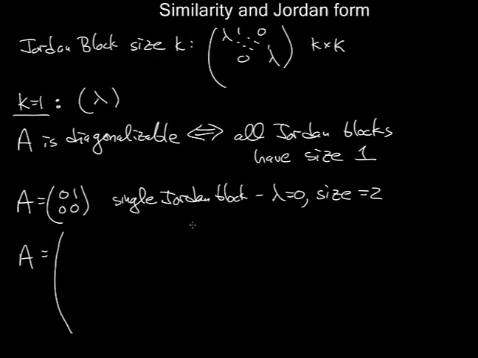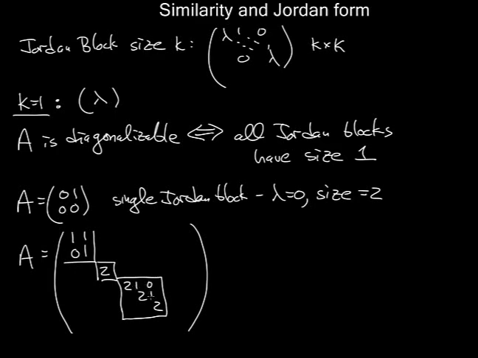Here's another example. Take this matrix. So this is a matrix which has 4 Jordan blocks of size 2, 1, 3, and 1 respectively. And that's a typical case. You have a bunch of blocks down the diagonal of different sizes.